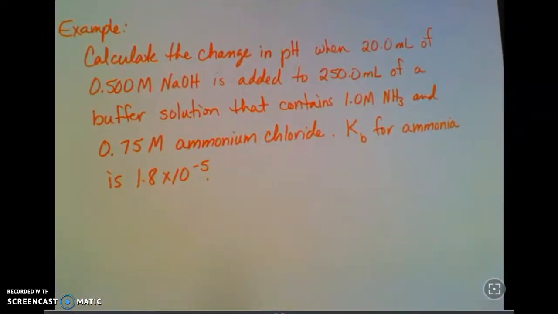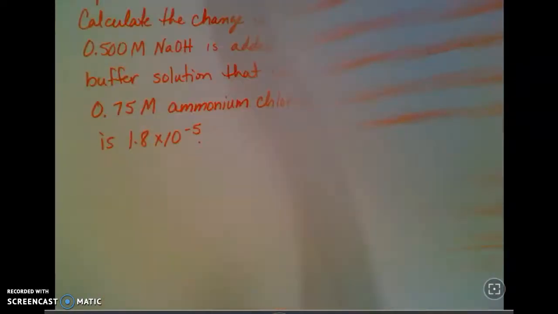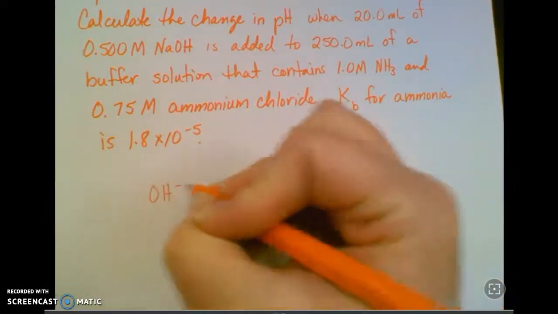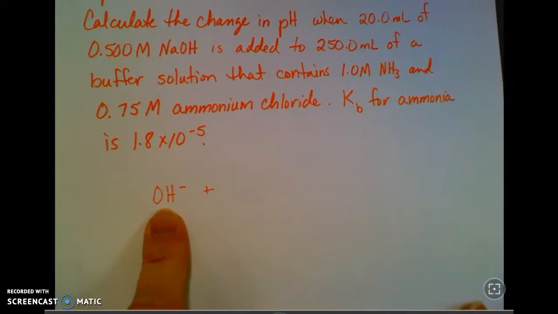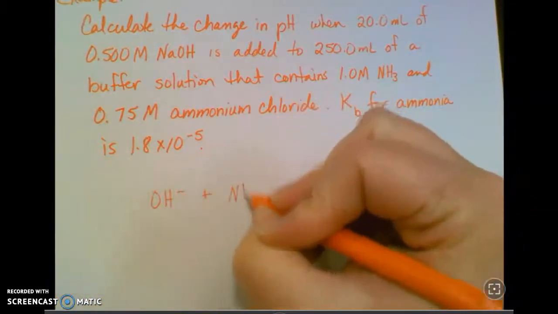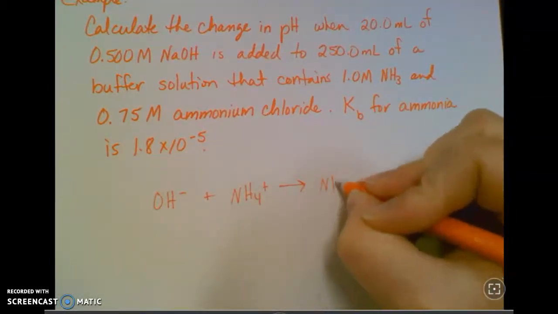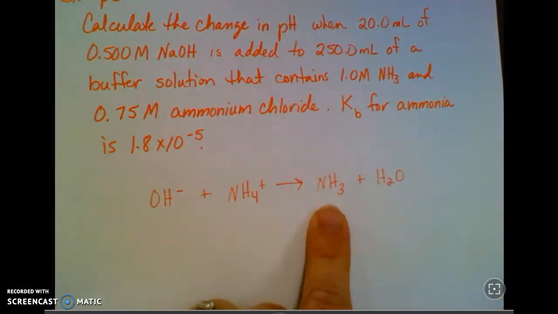One more example here. Actually, I may do a couple more. So here's the same problem. Calculate the change in pH when 20 milliliters, this time of a base, is added to the same amount of those solutions. I'm going to cheat a little bit and use the numbers that I had before. But this time I have the base. So the base is going to react with the weak acid part of this buffer. So that was the NH4. And that's going to give me the weak base plus some water.